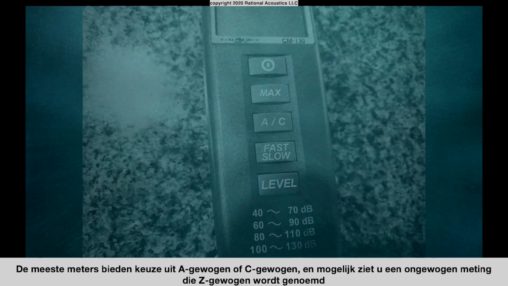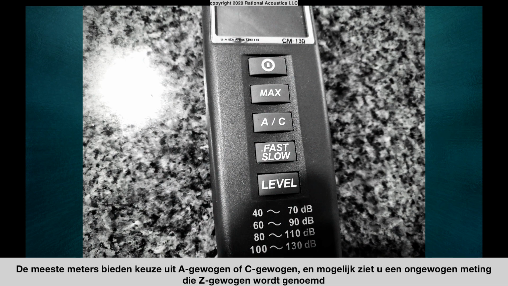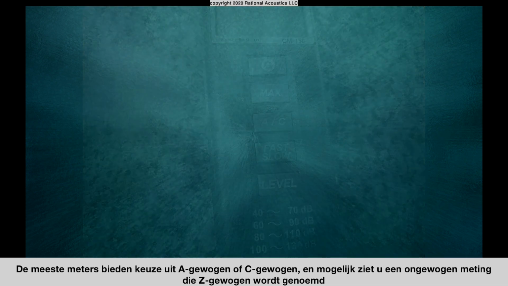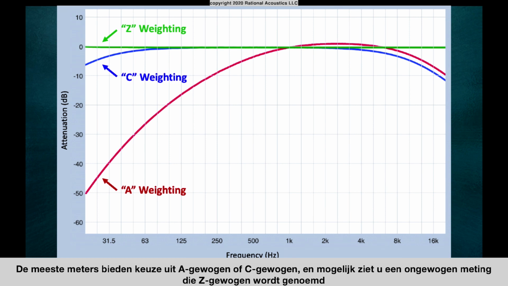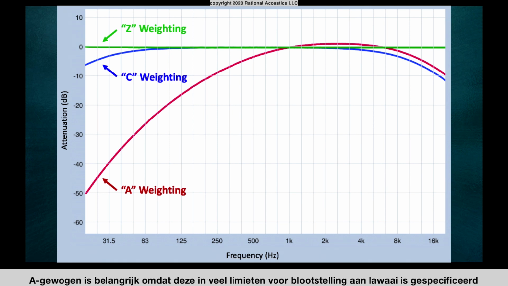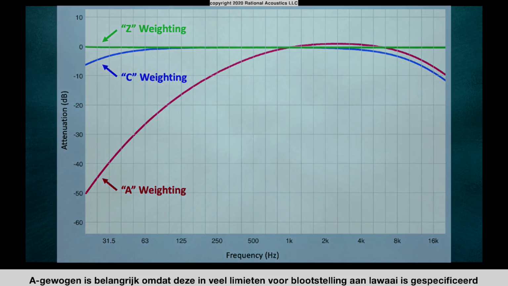Most meters offer a choice of A weighting or C weighting, and you might see an unweighted measurement referred to as Z weighting. A weighting is important because it's specified in a lot of noise exposure limits.